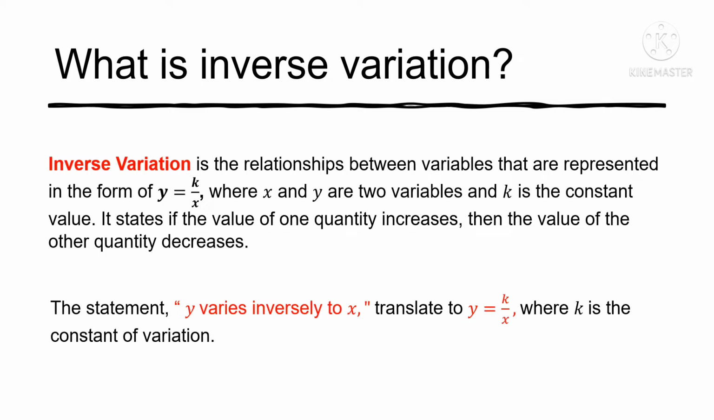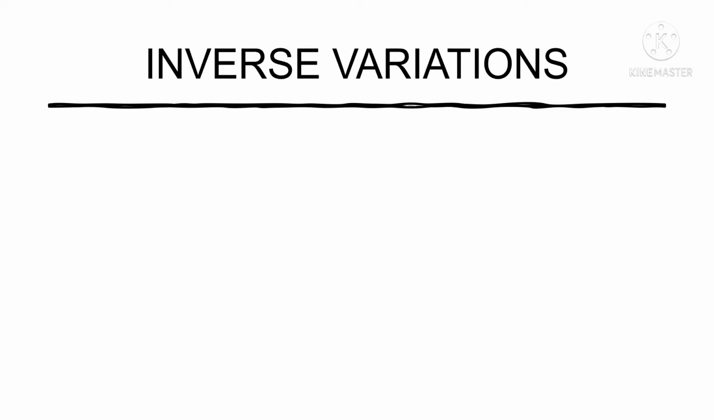Okay, so for example, when you travel to a particular location, as your speed increases, the time it takes to arrive at that location decreases. When you decrease your speed, the time it takes to arrive at that location increases. So those quantities are inversely proportional.